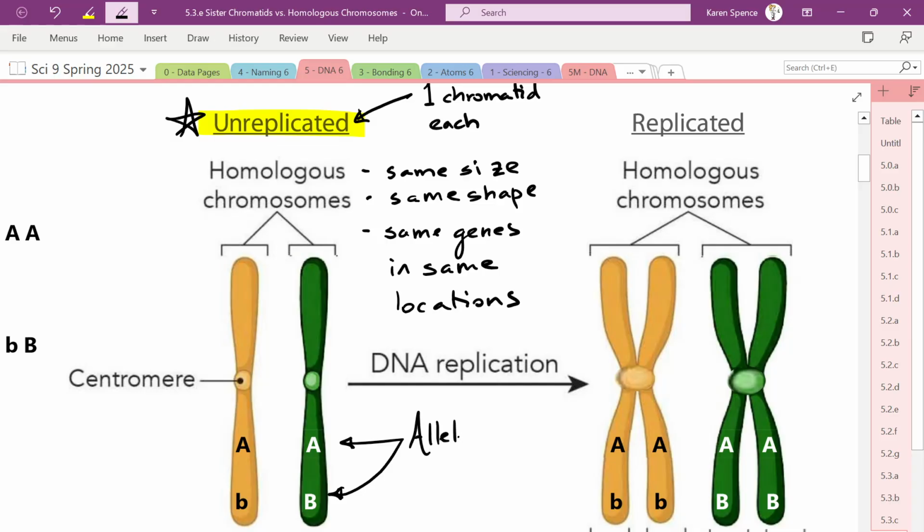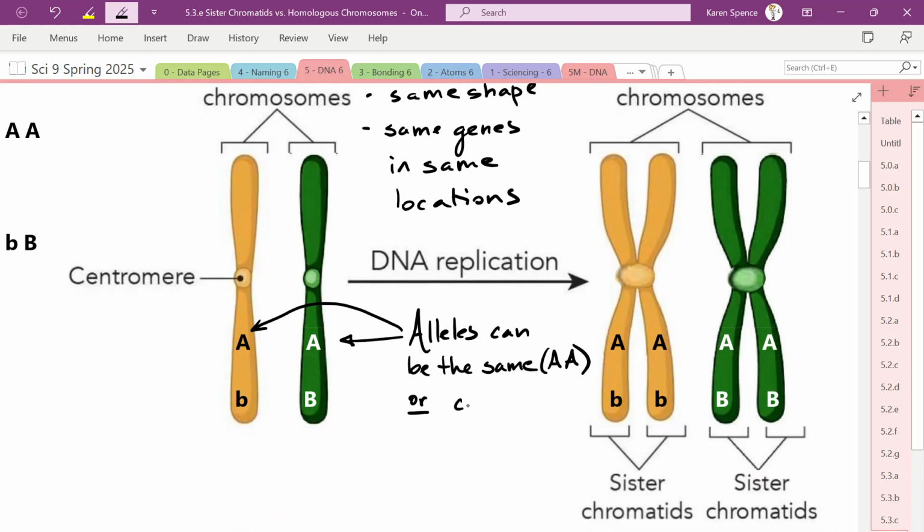The alleles can be the same, AA, or they can be different. Capital B, little b.